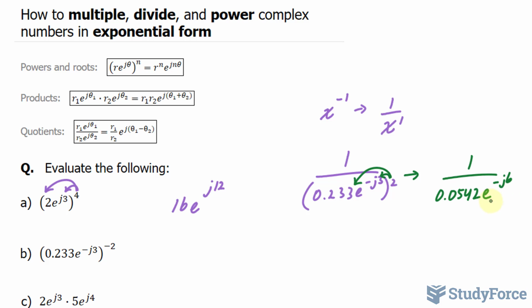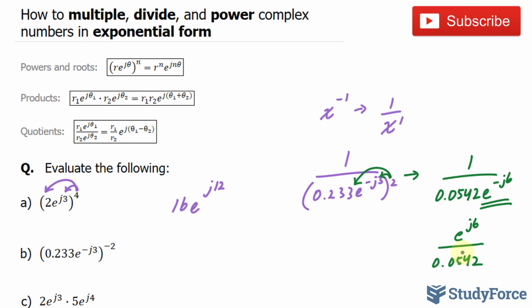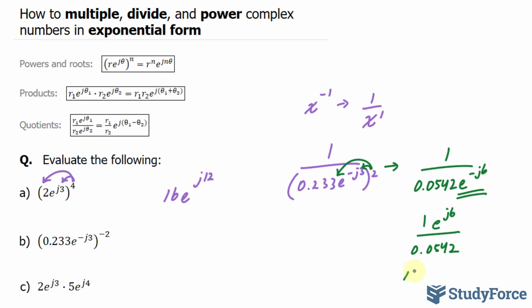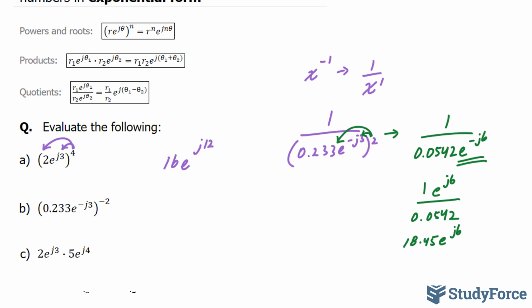This means that we can take this e and actually flip it using the same rule that I showed you over here, where we end up with e to the power of j6 over 0.0542. Once you have it like this, you can either leave it this way or even take it a step further. Remember that there is a 1 over here. So 1 divided by 0.0542 gives us 18.45. So we can write down 18.45 e to the power of j6.